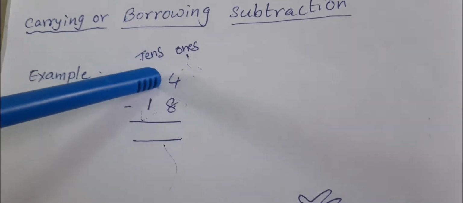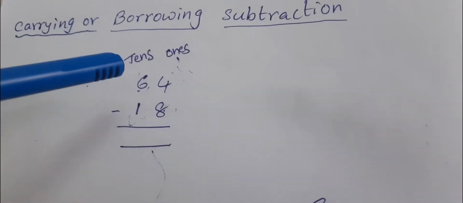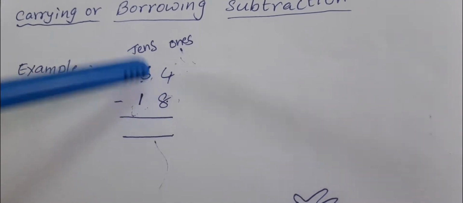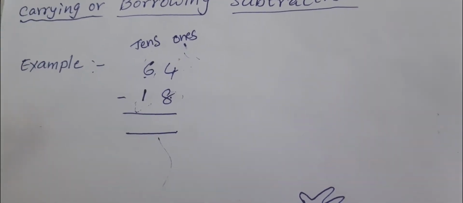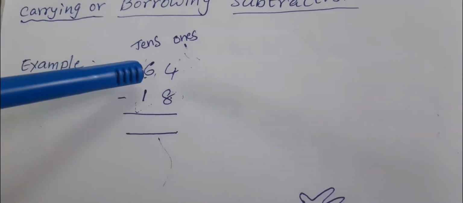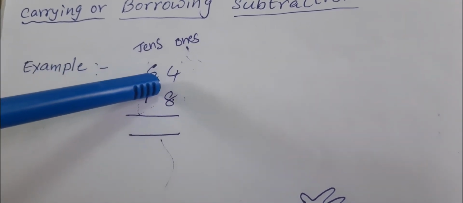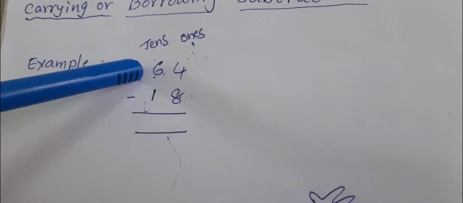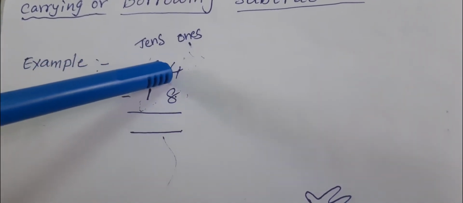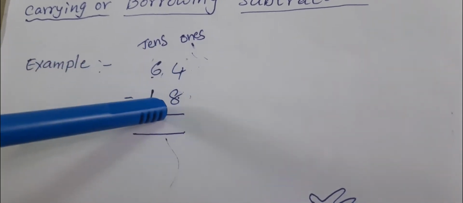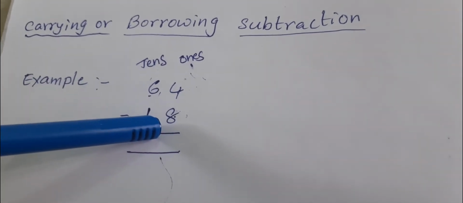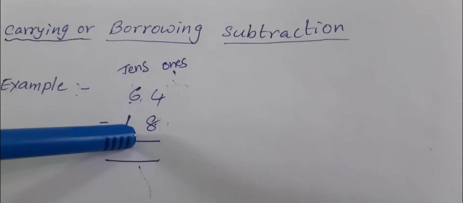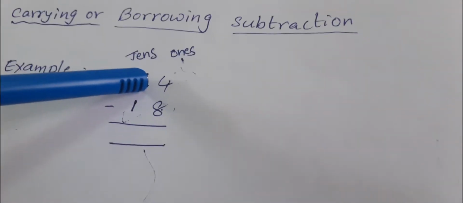Is the above number big or small? When the above number is big, no need for borrowing. If the above number is small, then we take borrowing from the tens place. Here 4 is the small number, 8 is the big number. So we cannot take away 8 ones from 4 ones.